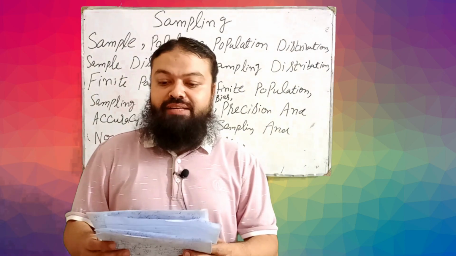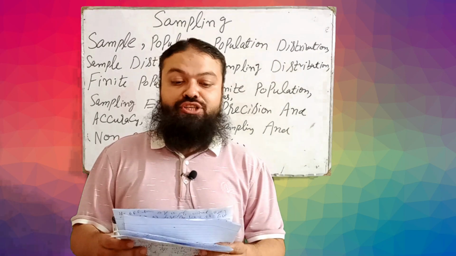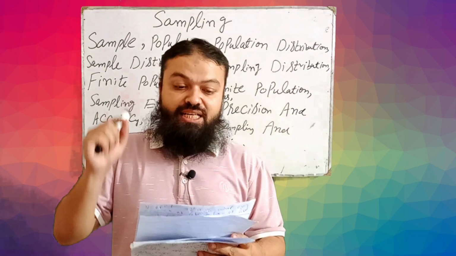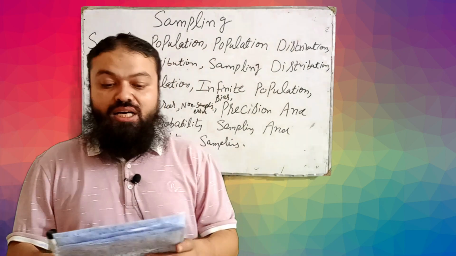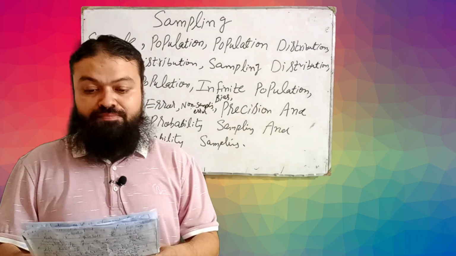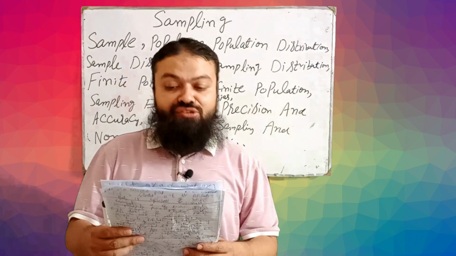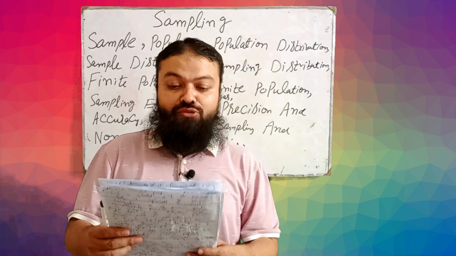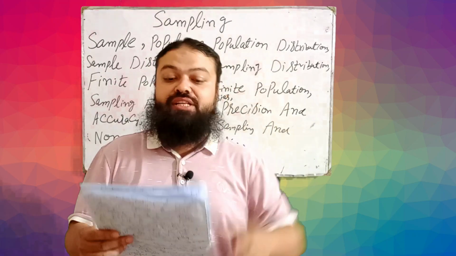Next, when each member of a population has an equally likely chance of being selected, this is called number 1, a non-random sampling, no. Number 2, a quota sampling, wrong. Number 3, a snowball sampling, no. Number 4, an equal probability selection method, yes, that is correct.